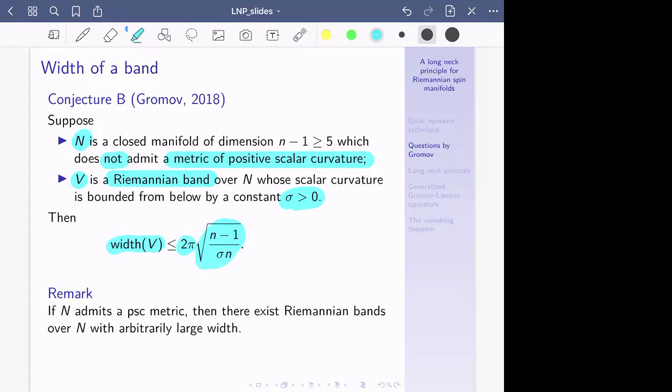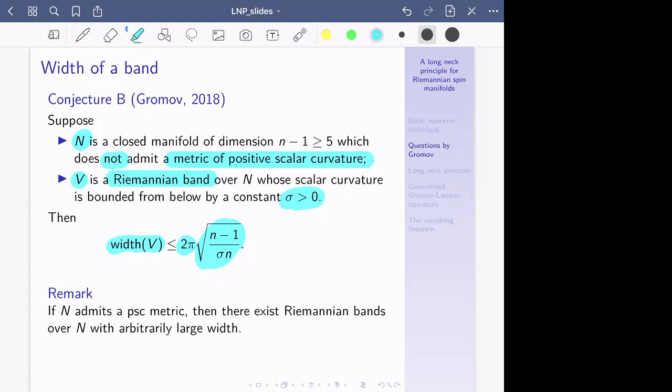Then the width of V is more or equal than 2 pi times the square root of (n minus 1) over (sigma n). And actually, Gromov proved in many cases this conjecture by using the minimal hypersurface technique. This is a very interesting topic that will not be discussed in this talk.